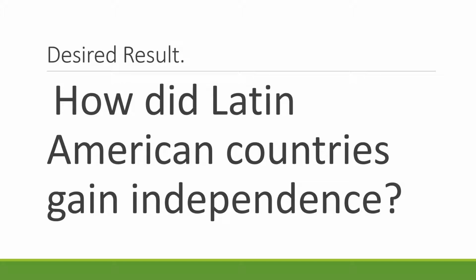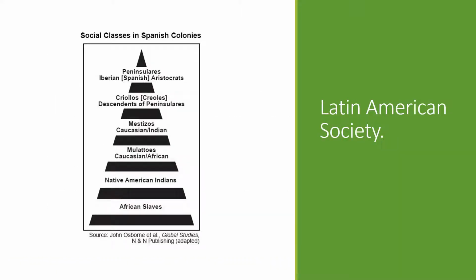So our desired result for today is, how did Latin American countries gain independence? So let's begin by looking at Latin American society. The society in colonial Latin America was dominated by class. At the top we have the peninsulars. These were the people who were born in Spain. They were kind of like aristocrats, and they were the only ones who were in charge of the highest positions in government.